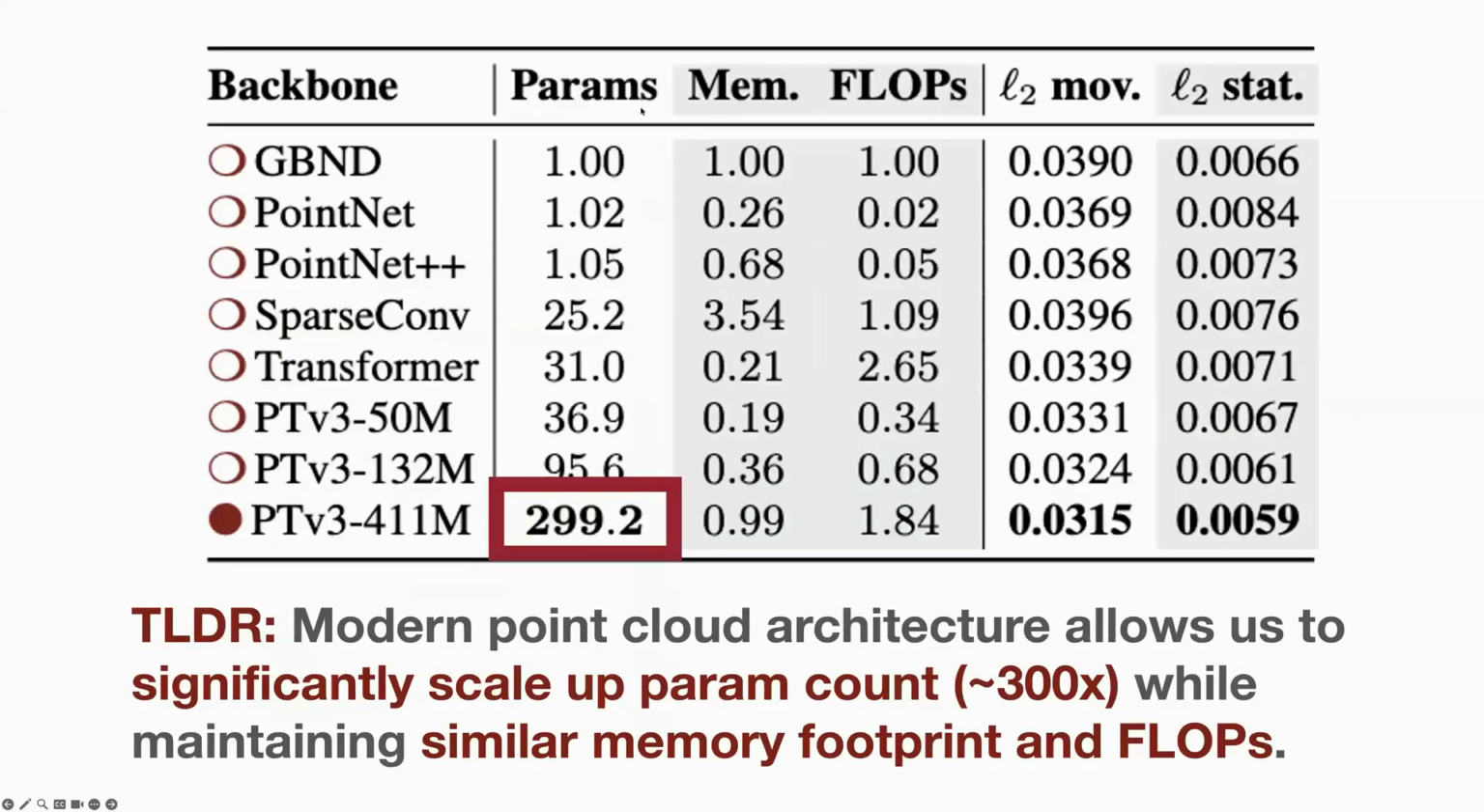When we dive deeper into the backbones, we can see how switching to this PTv3 or more modern transformer-based architecture is important, because with almost a similar memory footprint and like 1.8x the amount of FLOPs, we can scale the model size to almost 300x of the original GBND baseline. And that's really important because we want to ingest all this data, and that can really bring down the error.